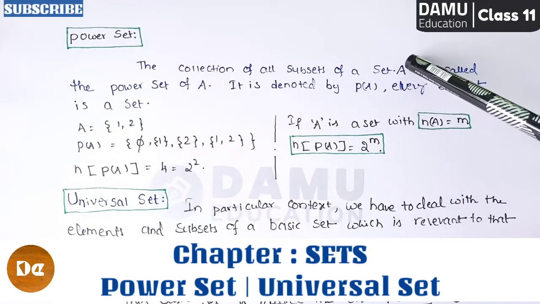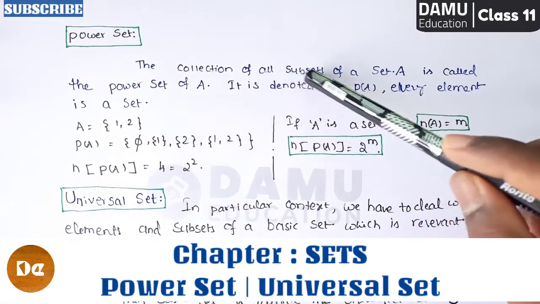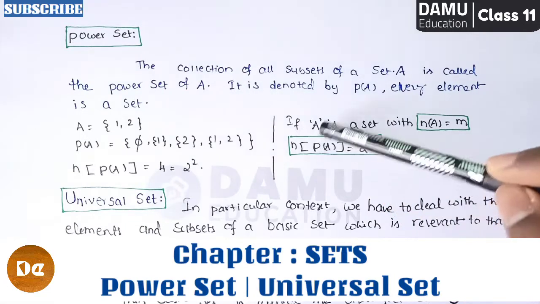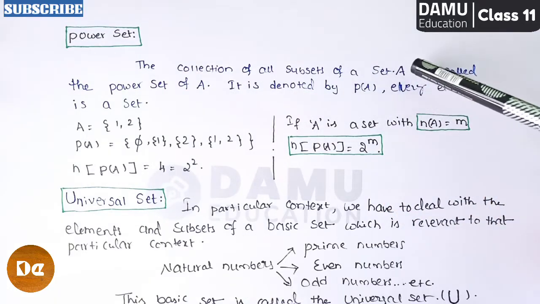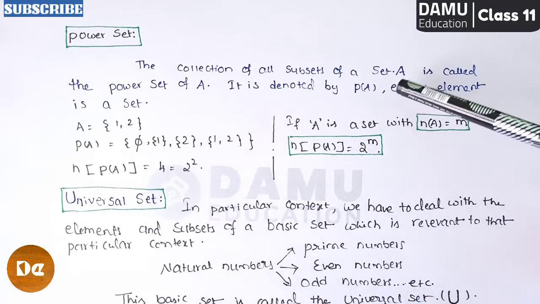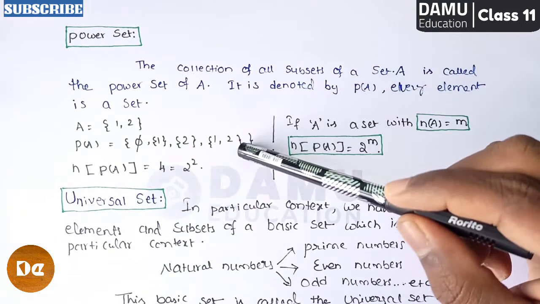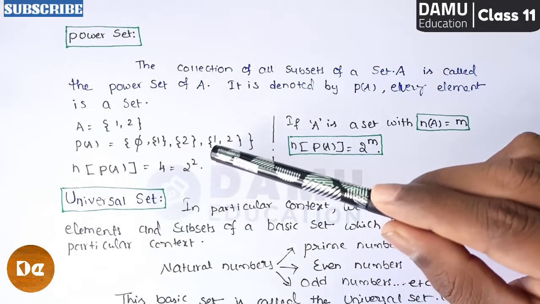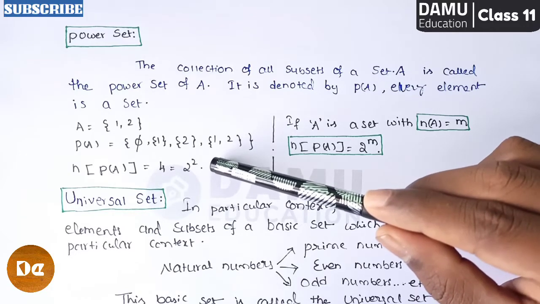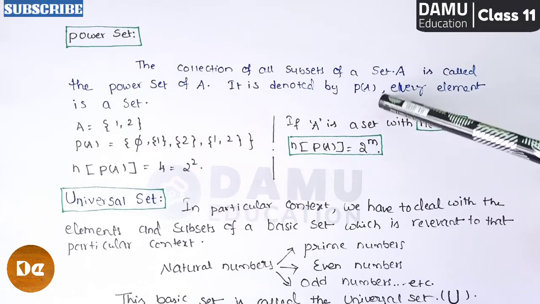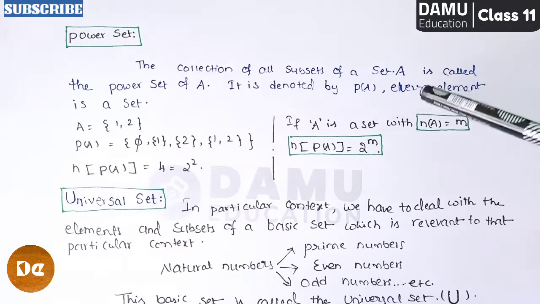Let's take set A. The collection of all subsets of set A is called the power set of A. If you take one set, capital A, and write all its subsets, we write those subsets in the format of another set. A set which contains all the subsets of the given set is called the power set. It is denoted by P of A, that is, P means power set of set A.